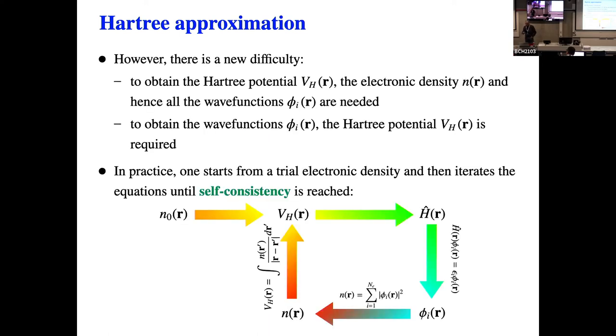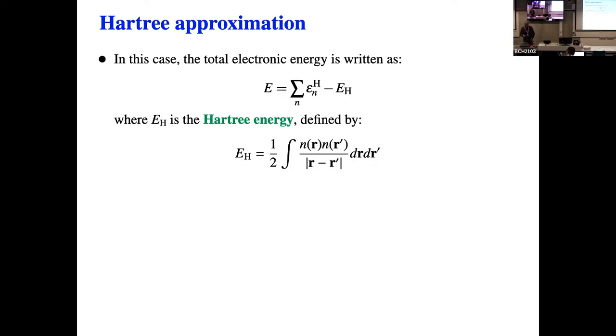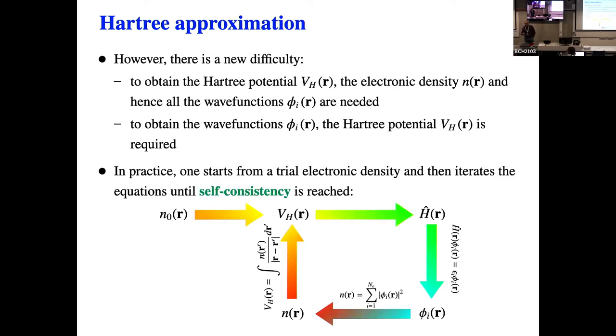Now, of course, we made the problem simpler by separating the movement of each of the electrons, but there is still some complexity, because to get the wave function and to solve the Hamiltonian, we need all the wave functions. The density that's in the Hartree potential, you don't know it. So to get the wave functions, I need the Hartree potential, but to get the Hartree potential, I need the wave functions.